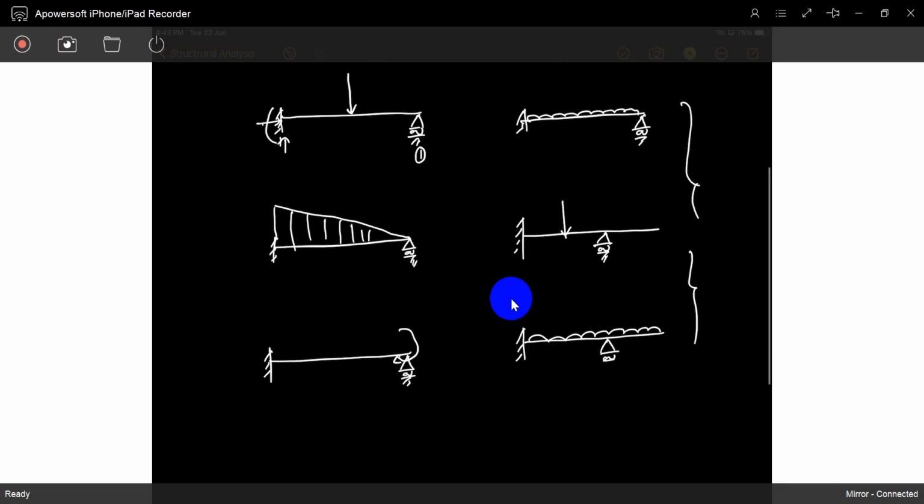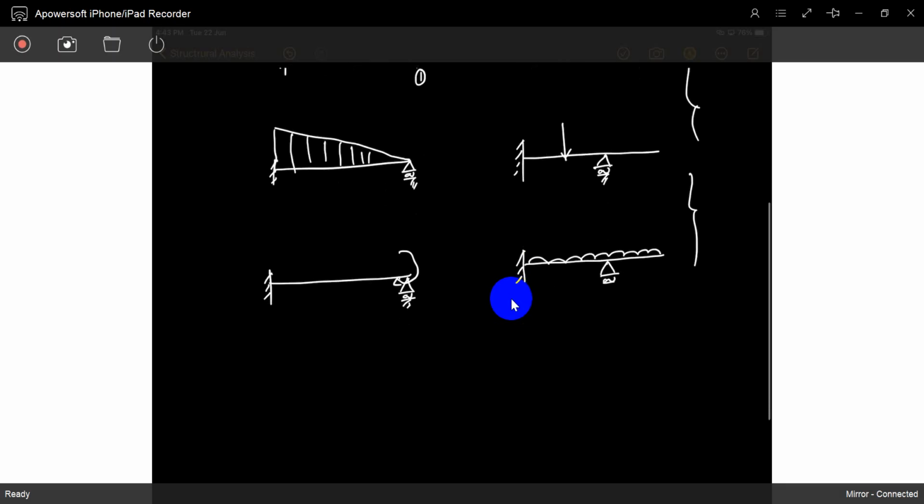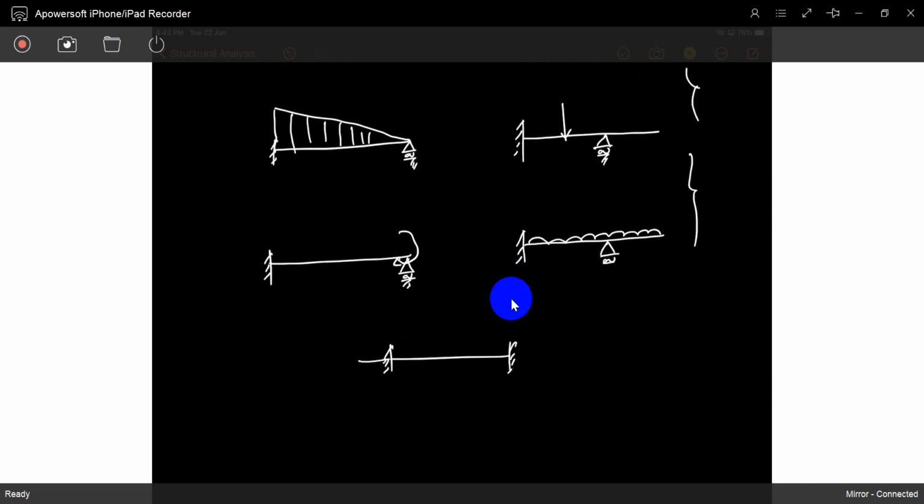If you see, this is a fixed beam. What is the indeterminacy of a fixed beam? It has 3 reactions at each end, so 6 minus 3 is 3. But if you only consider vertical load, there are no horizontal reactions, so these two reactions, 4 minus 2, is 2. 2 is the indeterminacy. You deal with only vertical loadings, not horizontal loading.